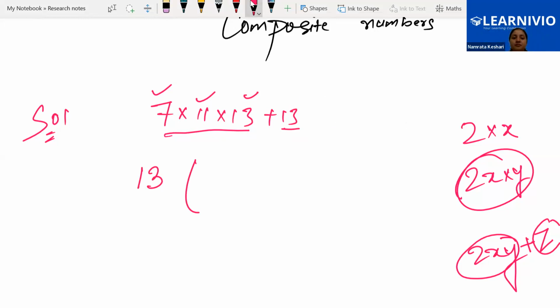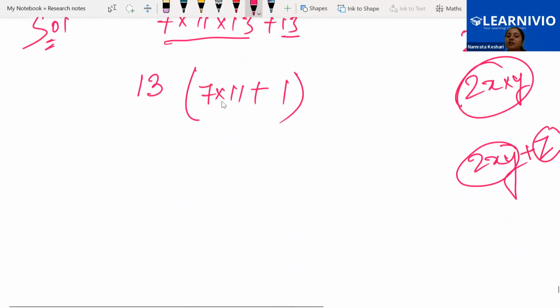7 into 11 plus 1. 7 into 11 from the first term, plus 1 from the second term. This is what we will be having remaining. Okay. Now we are going to say that since the given expression can be written like this, 13 into another number, that means it's a composite number.